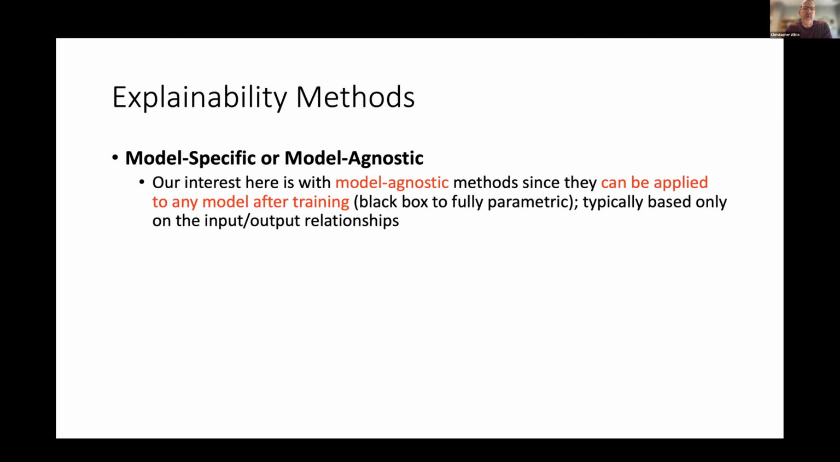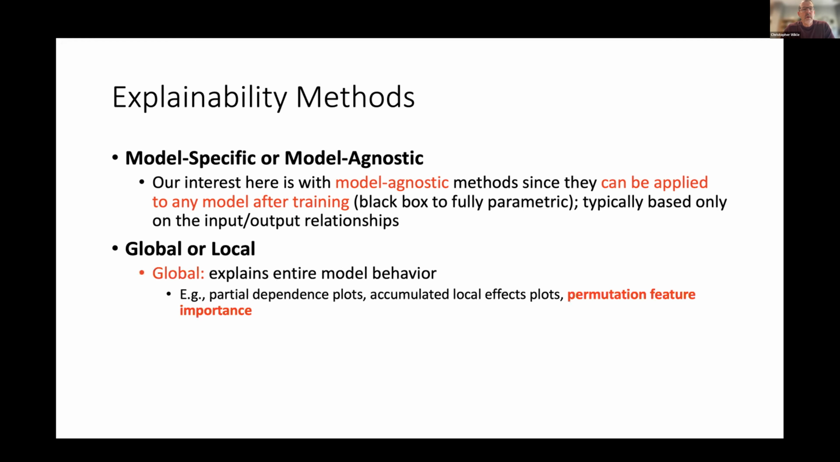And so that's what we'll focus in on today. So all we really need is the input and the outputs from any model to be able to do this. And so then the next decision point is whether it be a global or a local method. And of course, a global one's going to describe the whole model, the behavior of the entire model. By that, I mean across all of the inputs and output pairs.